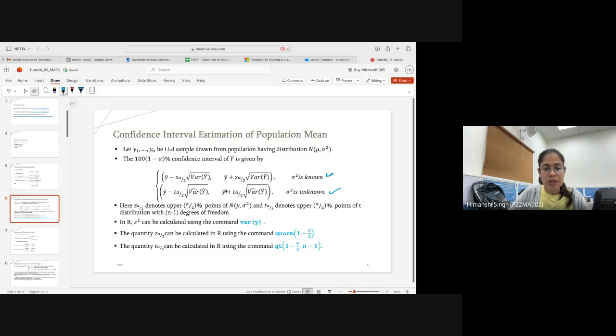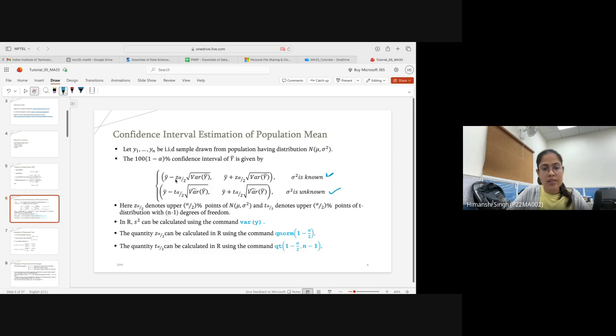The difference between the two is, here we are using z alpha by 2, and here we are using t alpha by 2. And in place of the variance of y bar, we are using the estimate of the variance of y bar. When sigma square is known, we can calculate the variance of y bar using sigma square. However, if sigma square is not known, we cannot calculate this quantity using the population, so we have to take the estimate of the variance of y bar.